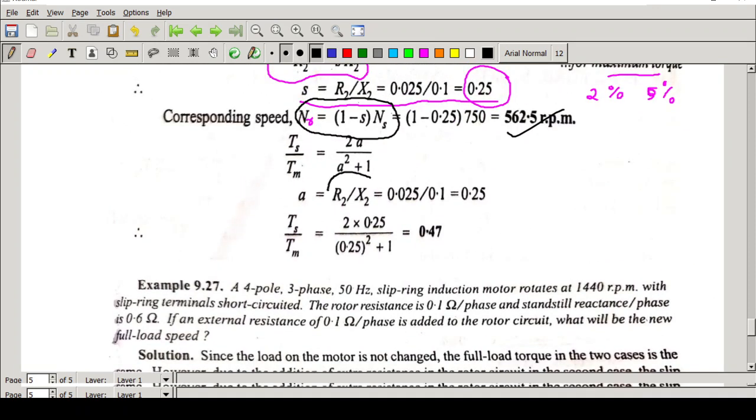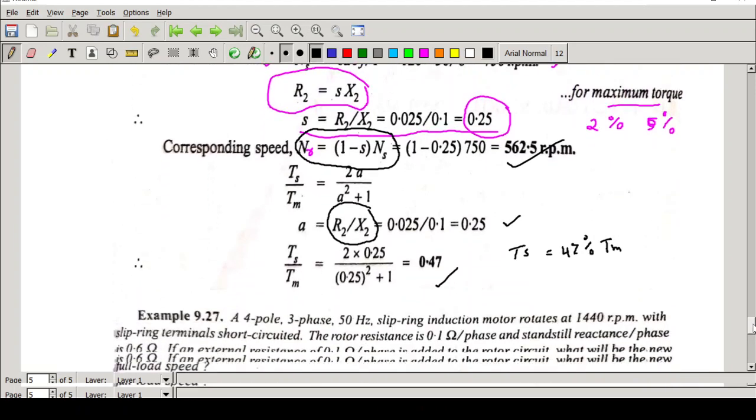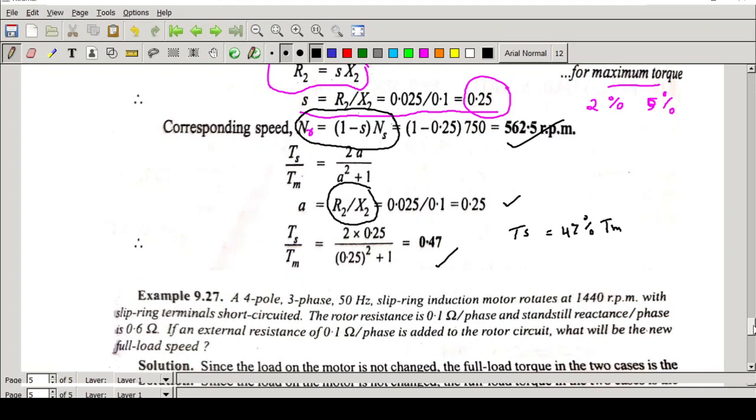We know the rotor resistance and reactance. From that we can find the value of A and just substitute in this equation. Then we will get Ts, that is the starting torque, equal to 47% of maximum torque. That is 0.47 into maximum torque. So that is what is asked in the question: what proportion of maximum torque is the starting torque? Okay, I hope that you understood this problem.